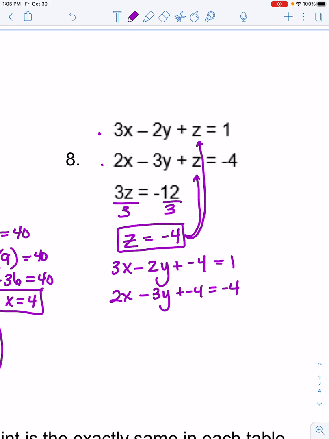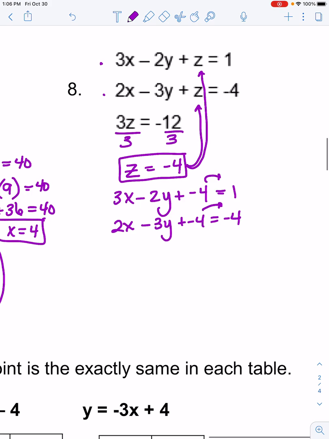So when I look at it this way, now I just move these guys over, and I've got two equations that look very similar to what we've been working with this entire time. So let's rewrite those. 3x minus 2y equals 5, and 2x minus 3y equals 0. Is that right? Add 4, yeah.